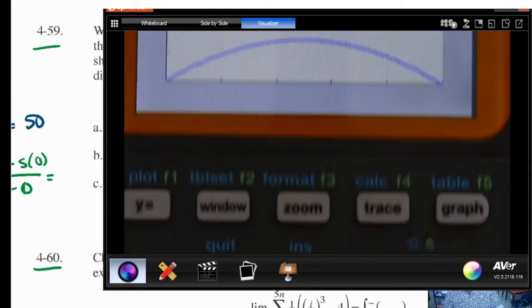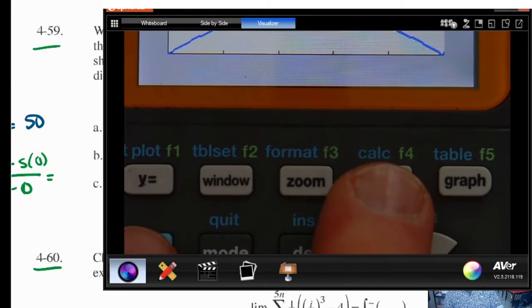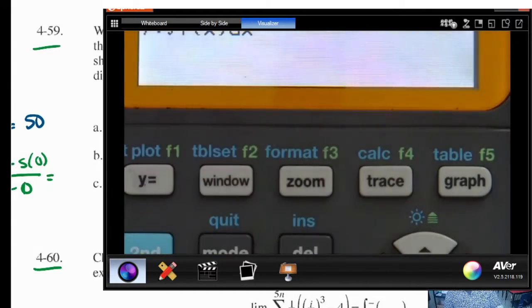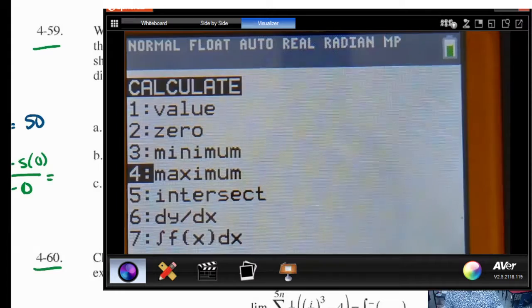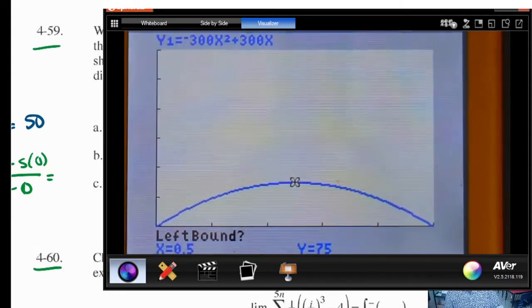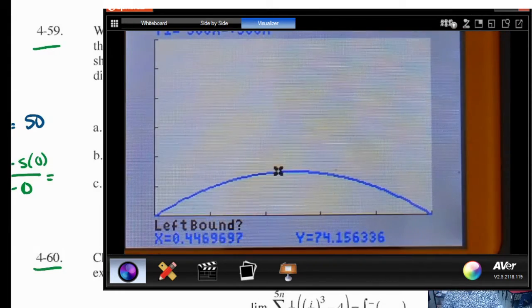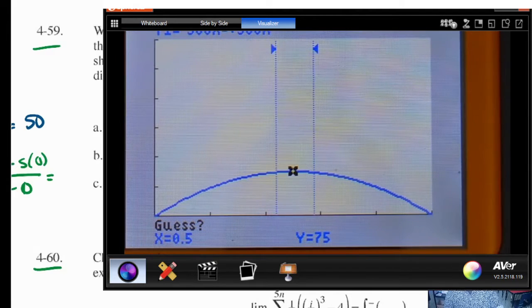All I'm going to do now is find the maximum by using the calculate menu, second, calculate, and I'm going to do maximum right there. It's going to ask for 2 prompts, left bound and right bound, so all you got to do is click to the left a few clicks, and then push to the right a few clicks. It'll ask for a guess also, right kind of in the middle, and 0.5 and 75 appears to be that.